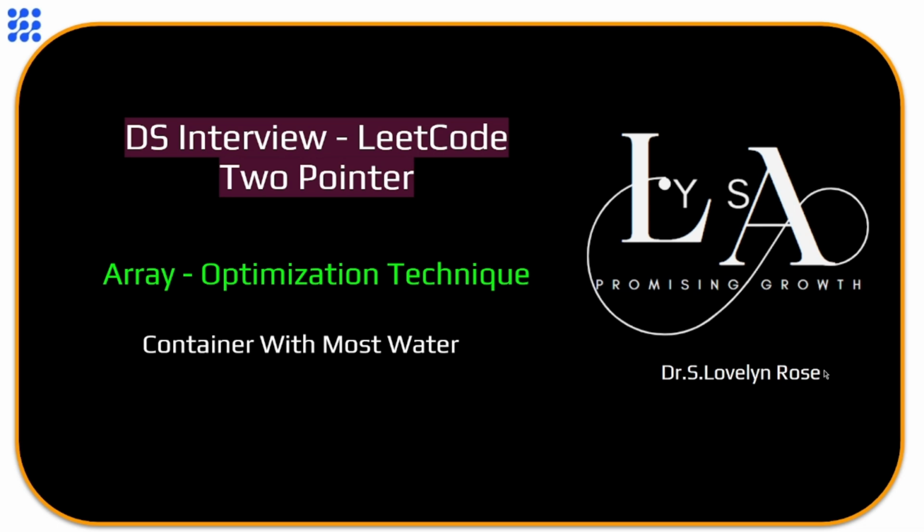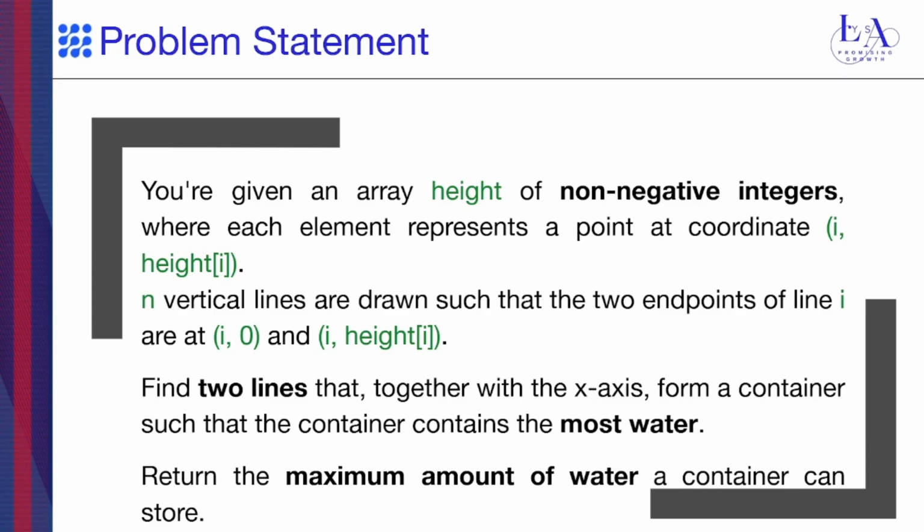In the previous video, we saw an array optimization technique, which is the sliding window technique. In this video, we will see the two-pointer technique. And for that, we are taking a LeetCode question, which is Container With Most Water. Let's see the problem statement. The problem statement is taken from LeetCode.